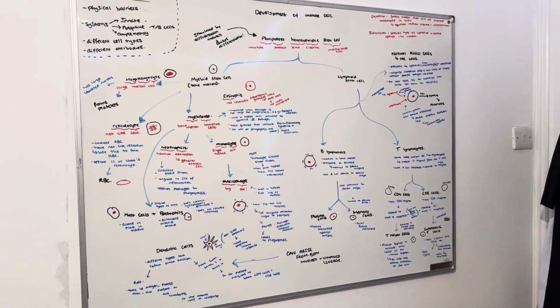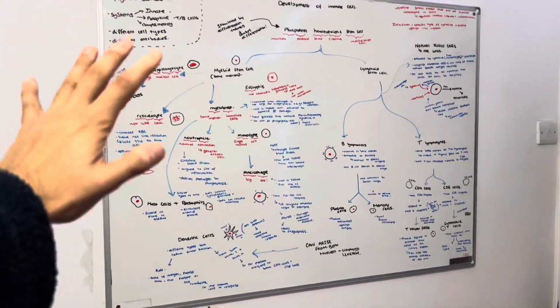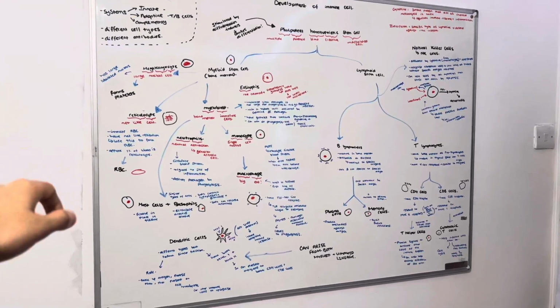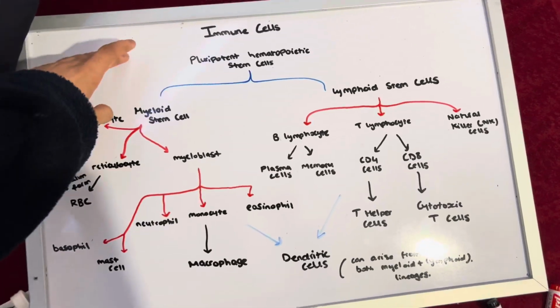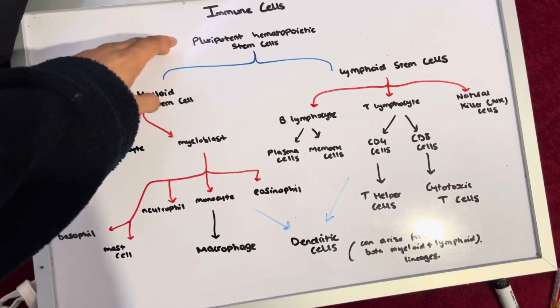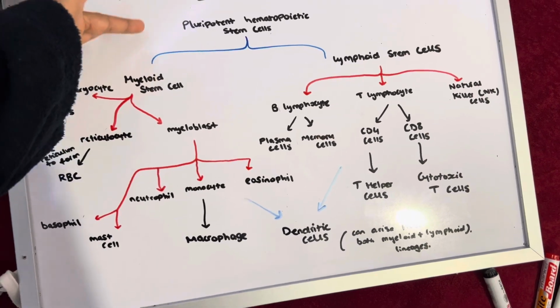This video is about the immune system and immune cells. This diagram looks massively complicated, so I made a simplified version as well, which I'll probably go through first. So these are all of our different immune cells. At the start, we've got our pluripotent hematopoietic cells. I'll expand on that a bit further, but that's basically where everything stems from.